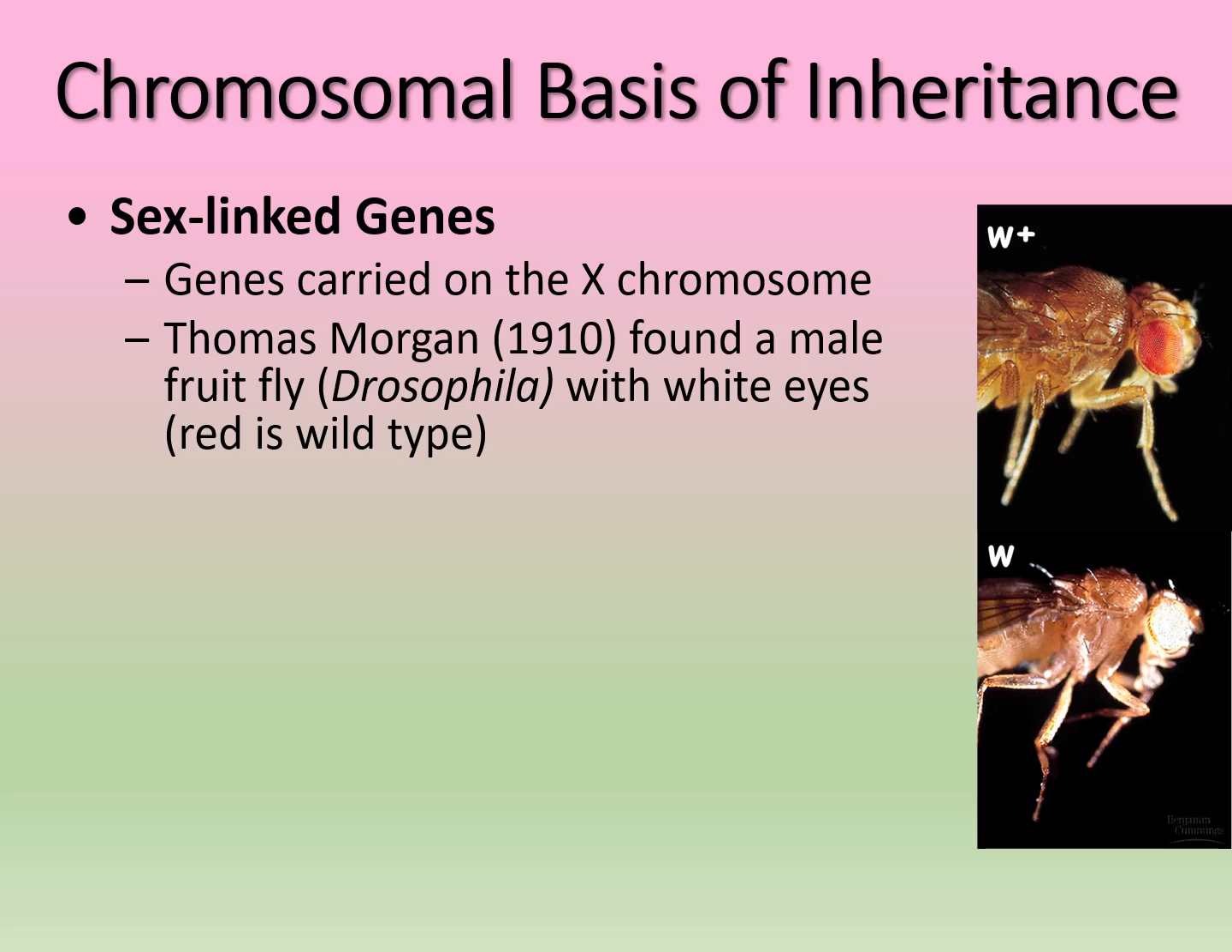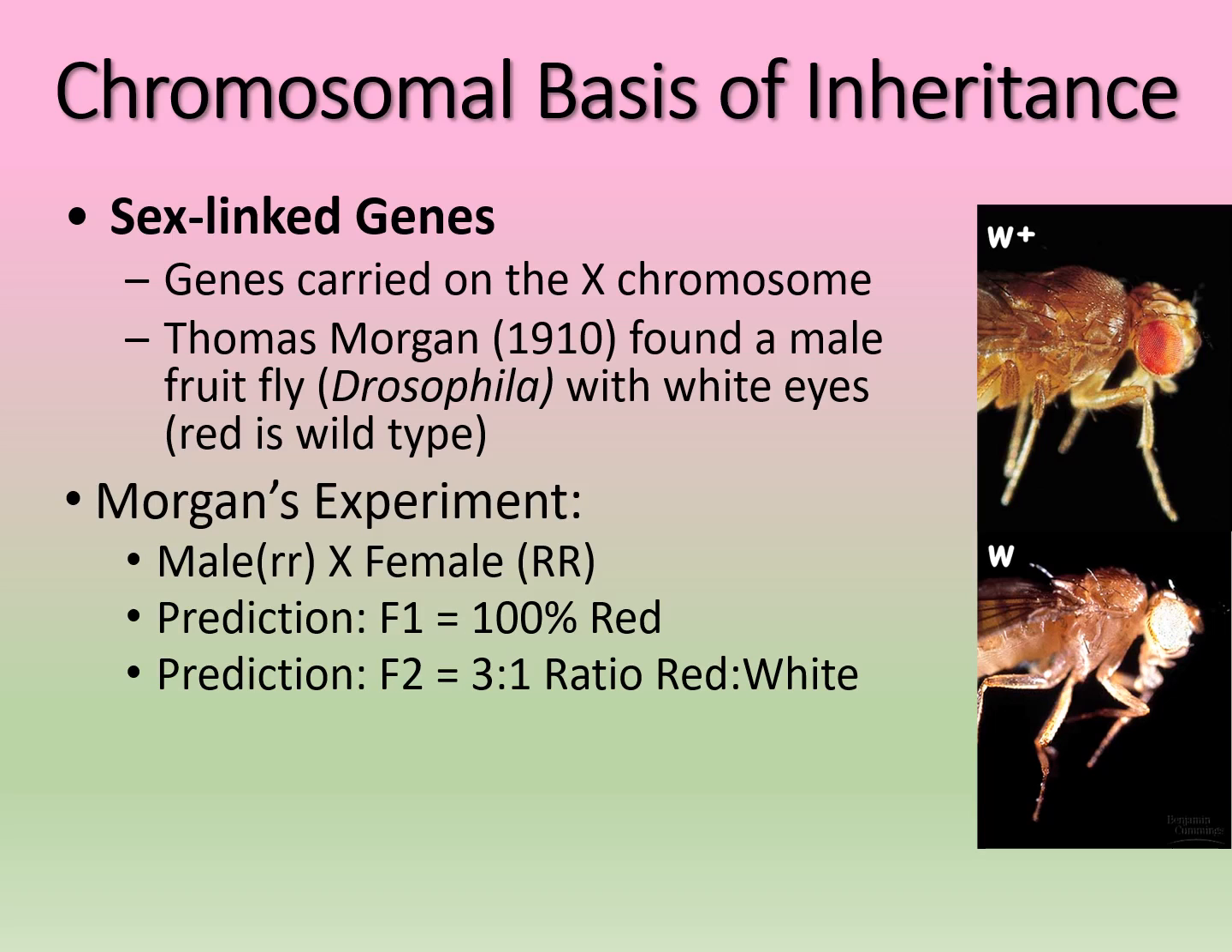So how did they discover these sex-linked genes? Well, there was a man named Thomas Morgan in the early 1900s, and he saw a male fruit fly, which the fruit flies are on the right-hand side there. I'm sure many of you have seen them. They're very tiny, but they usually have red eyes. Red eyes is the wild type, and he found a male with white eyes, which was kind of strange. He was trying to figure out how he got a male fruit fly, nonetheless, with white eyes.